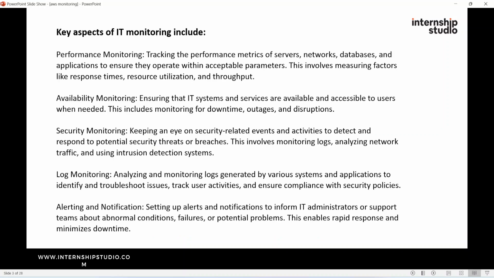Coming to the next thing, we have the key aspects of monitoring. The first key aspect of IT monitoring is performance monitoring. This means tracking the performance metrics of servers, networks, databases, and applications to ensure they operate within acceptable parameters. This involves measuring factors like response times, resource utilization, and throughput.